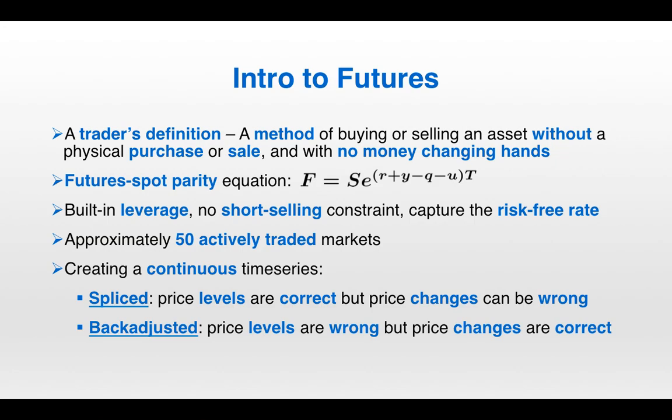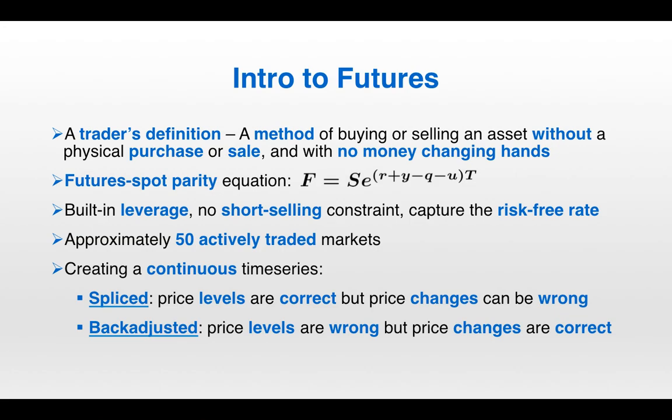And finally, we discussed creating a continuous time series, which is important if you're trying to backtest a futures trading strategy. There's two different ways to do this, the spliced method and the back adjusted method. With the spliced method, the price levels are correct, but the price changes can be wrong. For back adjusted, the price levels are wrong, but the price changes are correct. And most of the time when you're doing a backtest, you're going to be using both the spliced and the back adjusted.